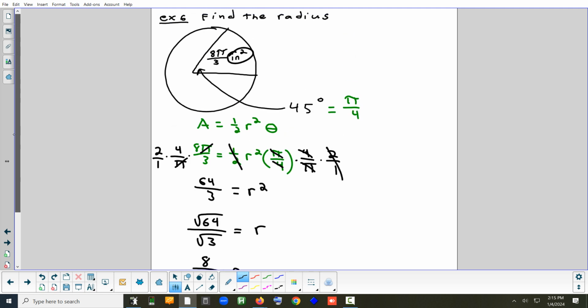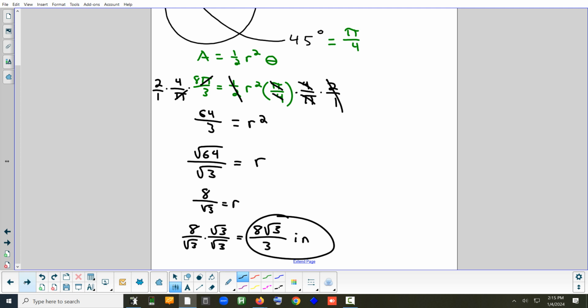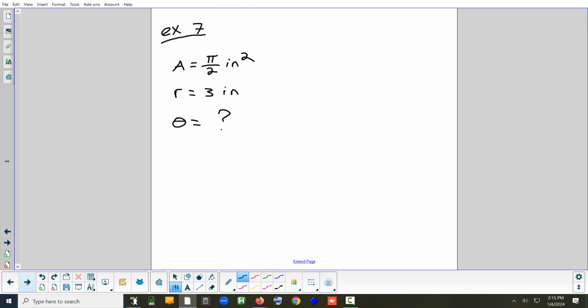All right, so that's solving for the radius. We did solving for the area. Let's finish up with solving for the angle.